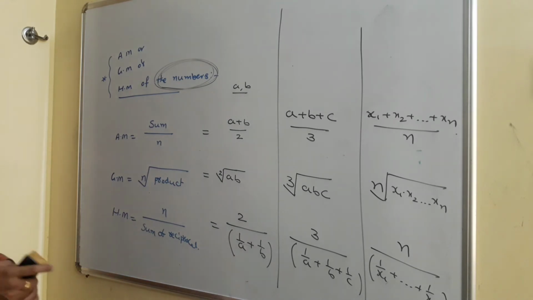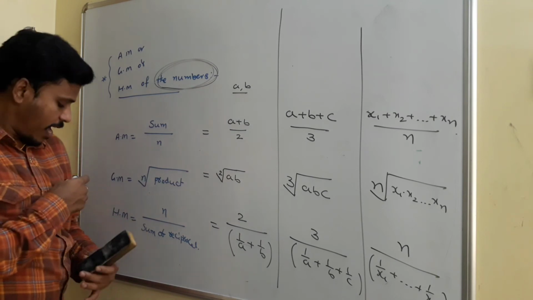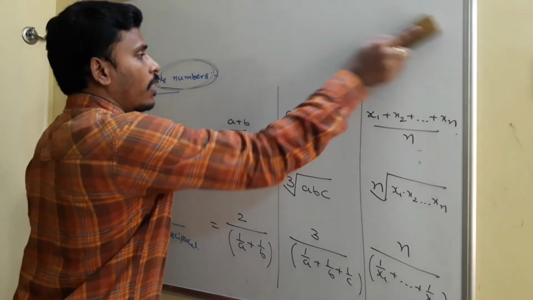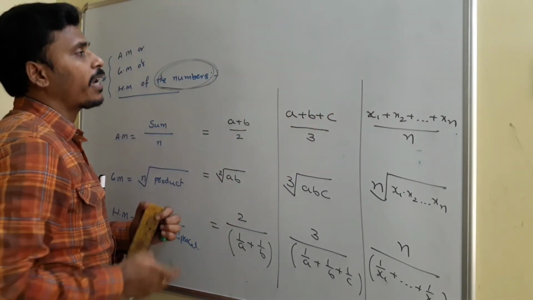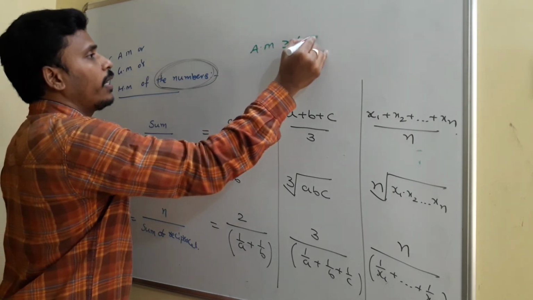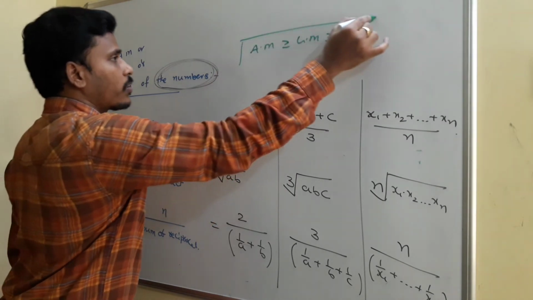Now again, related to all these things, we have another idea. We have that final idea. See, we proved for 2 numbers that arithmetic mean is greater than or equals to geometric mean is greater than or equals to harmonic mean. We proved it for two numbers.